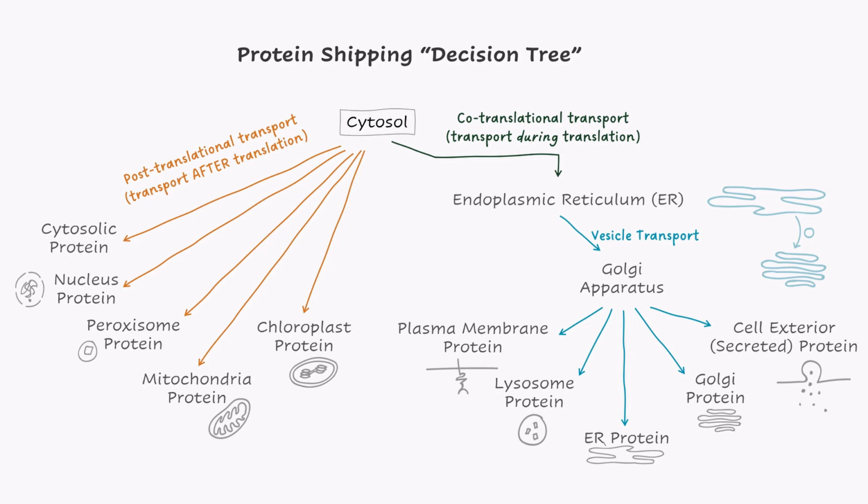Proteins that are intended for the plasma membrane, lysosomes, endoplasmic reticulum, Golgi apparatus, or outside of the cell undergo co-translational transport. Proteins destined for the cytosol, nucleus, peroxisomes, mitochondria, and chloroplasts are transported to those locations after translation of the protein is complete, aka post-translational transport.